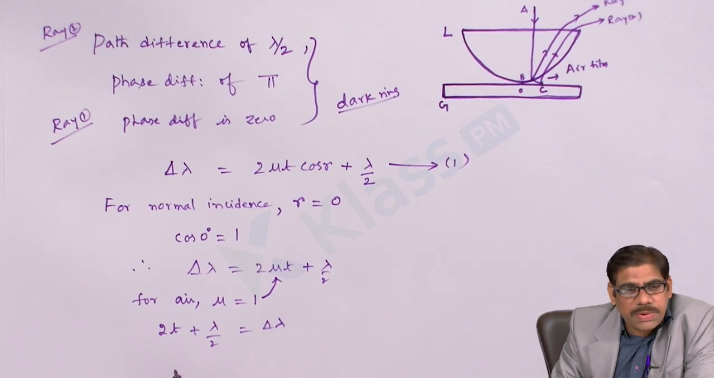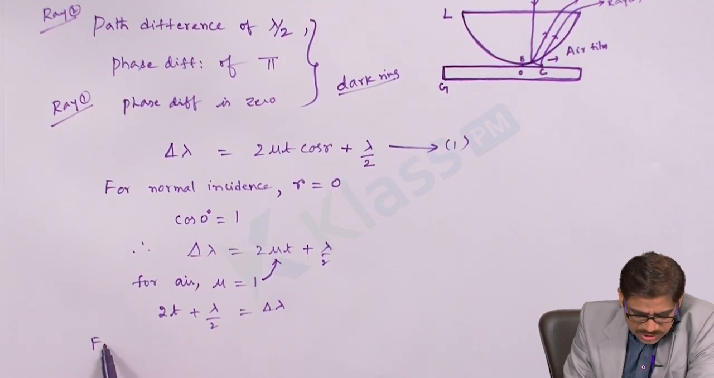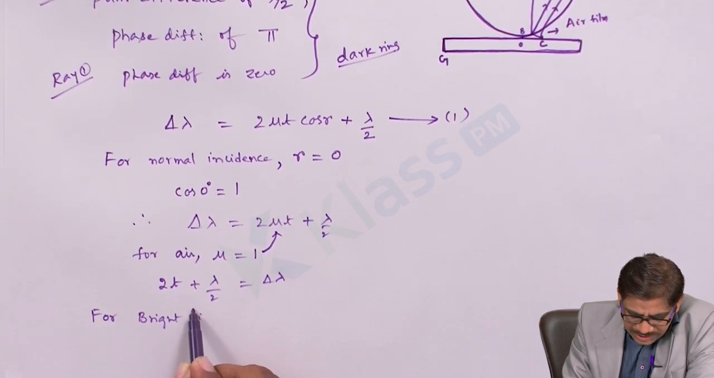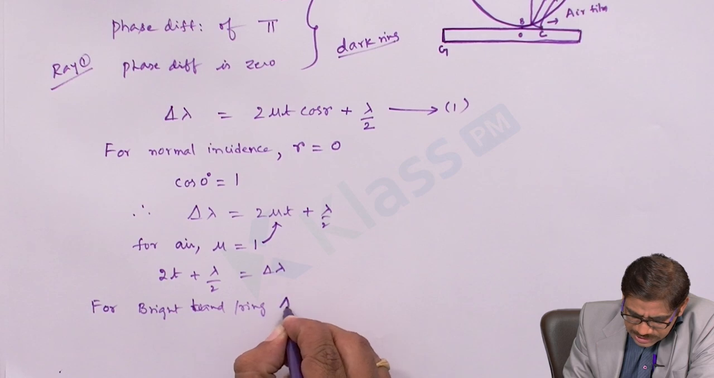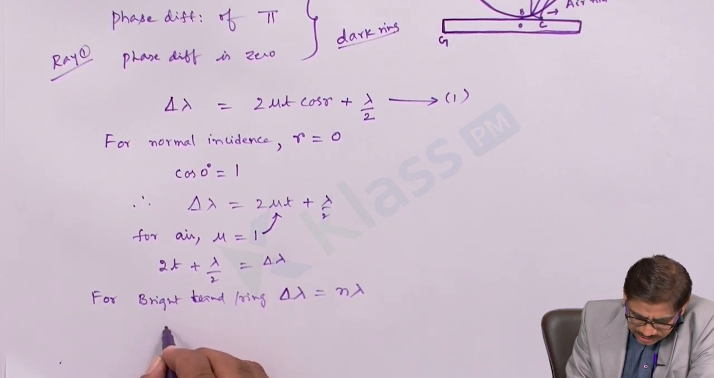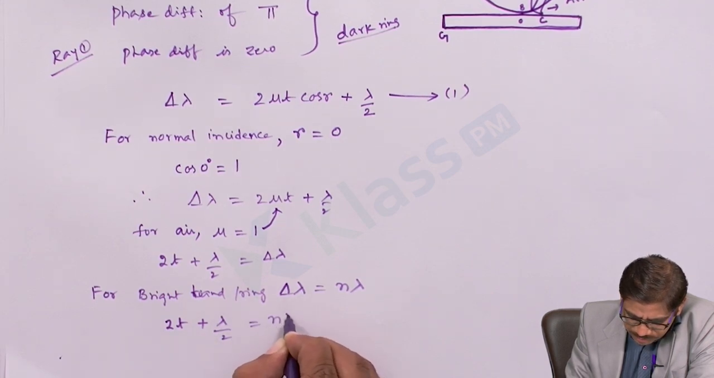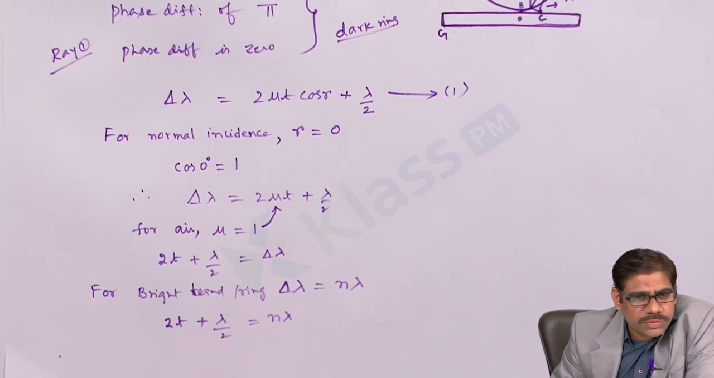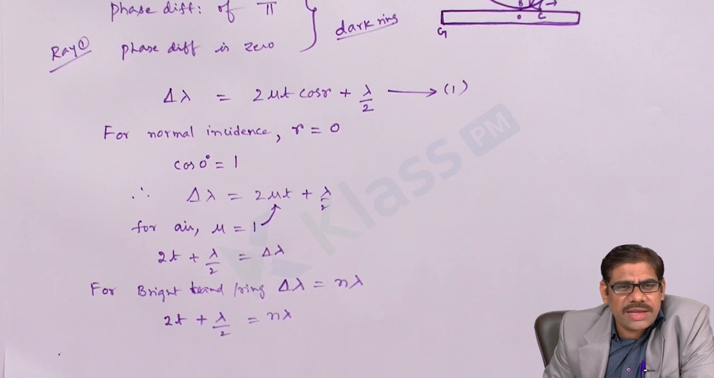As we know from the previous equations, we are concerned with the bright ring. For a bright band, or the ring, in case of interference, we write delta lambda is equal to n lambda. Transforming that equation, we have 2t plus lambda by 2 is equal to n lambda. So this is the criterion for framing the path difference between the two reflected light rays.